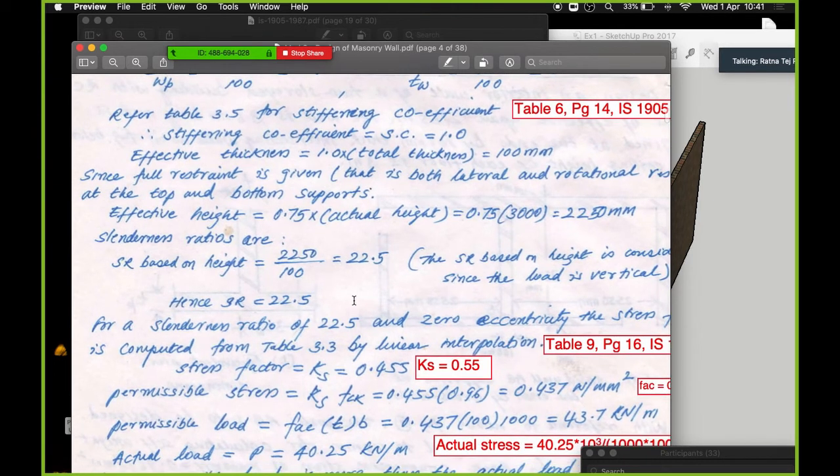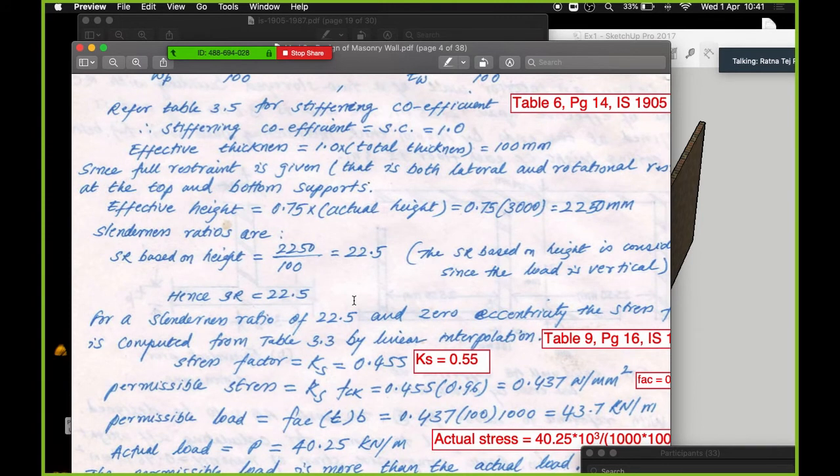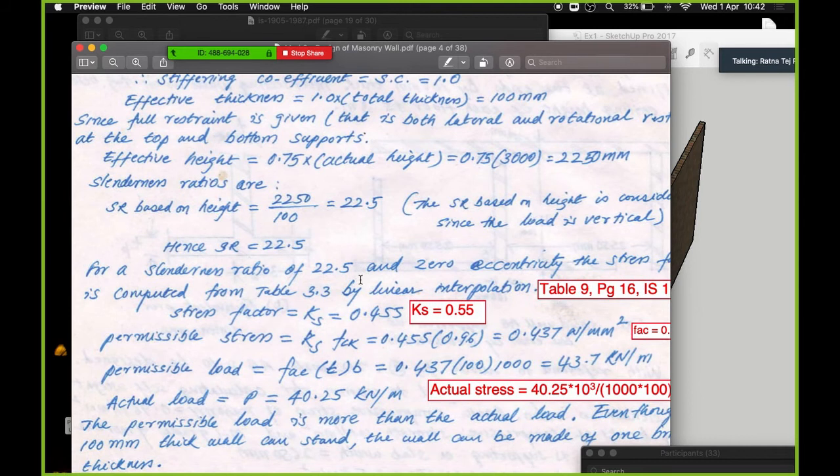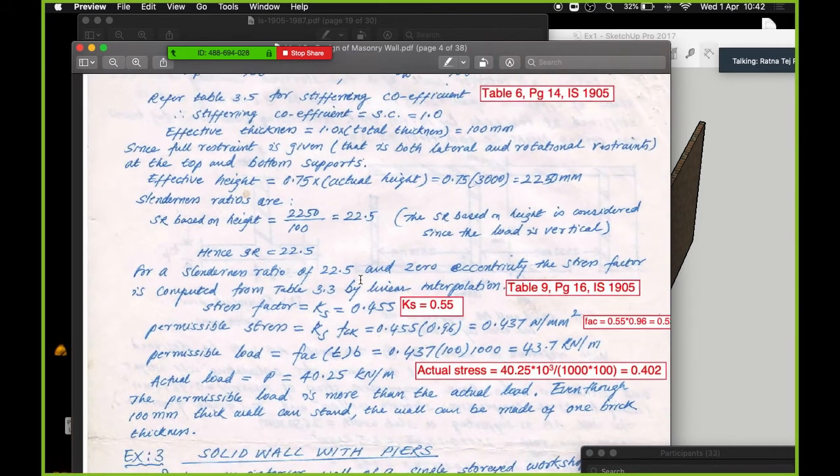And we are going to consider the slenderness ratio from the height perspective, because the load is acting from above, vertically downwards. The possibility of failure is also in the vertical direction. The failure might be bending, it will bend. It's not happening in the lateral direction, it's happening in the vertical direction. That is the reason why we calculate the slenderness ratio based on height over here, in order to get our basic compressive strength and permissible compressive stresses.